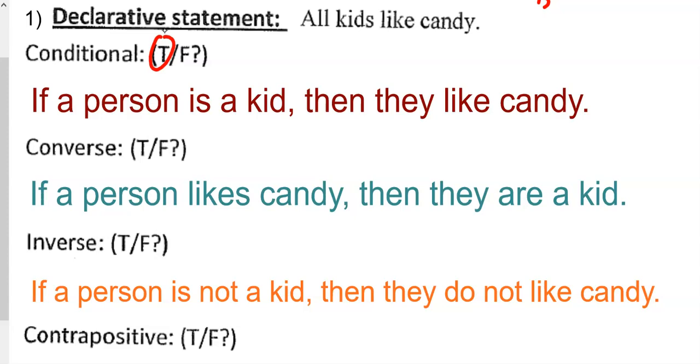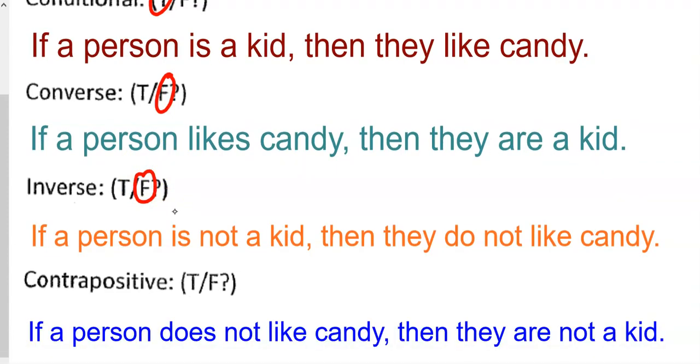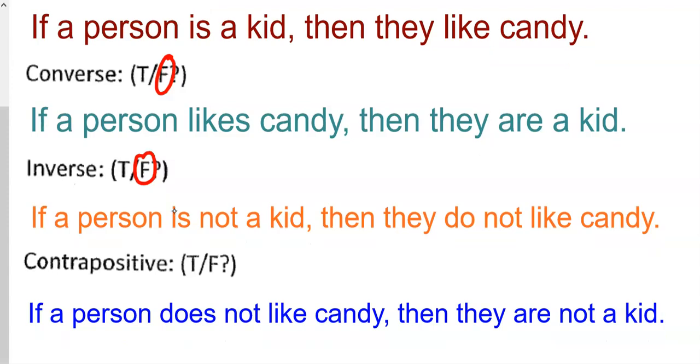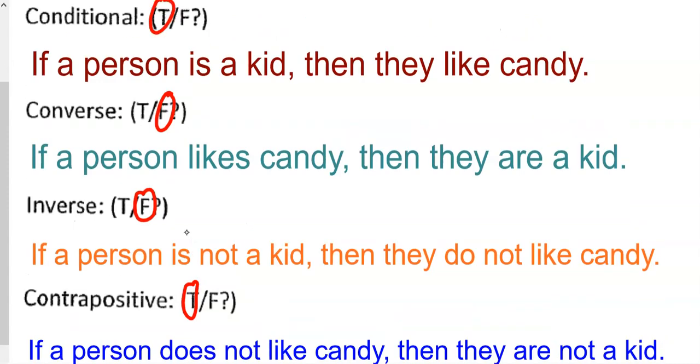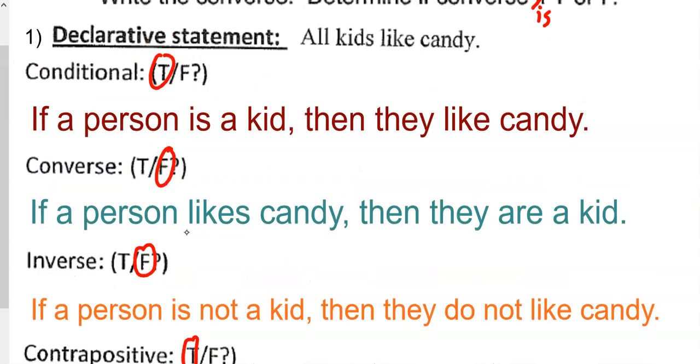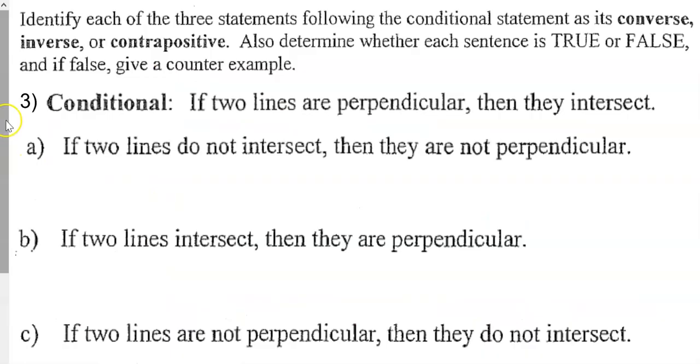Okay, so let's talk about this. If a person likes candy, then they are a kid. Well, that is false. They don't have to be a kid in order to like candy. Inverse. If a person is not a kid, then they do not like candy. Again, that is a false statement. Okay? And then contrapositive. If a person does not like candy, then they are not a kid. That is true. Okay? So again, this is an example, not using symbols, but in terms of using if-then statements.